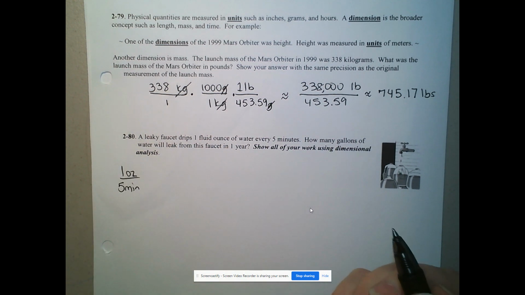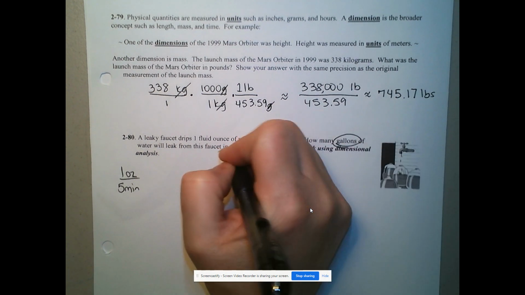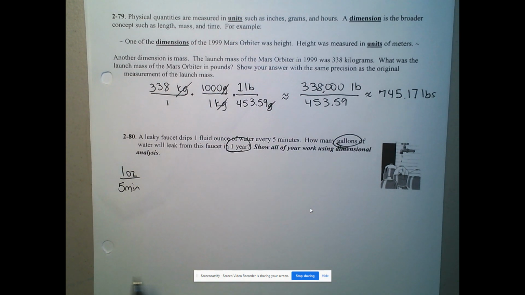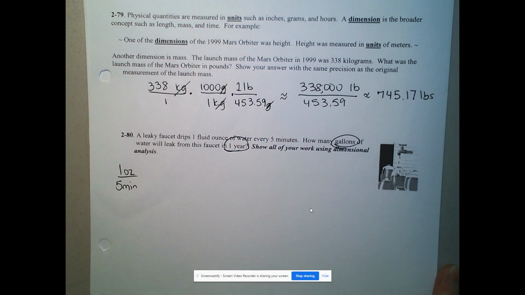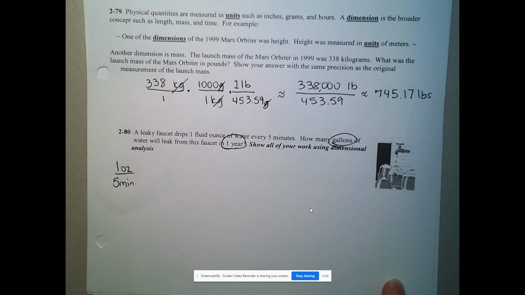And our goal is to get to gallons in a year. So I need to decide, do I want to tackle the ounces first or do I want to tackle the minutes first? Most people go with the minutes because it's time and we're more familiar. The ounces is actually a little faster, but let's go with minutes.